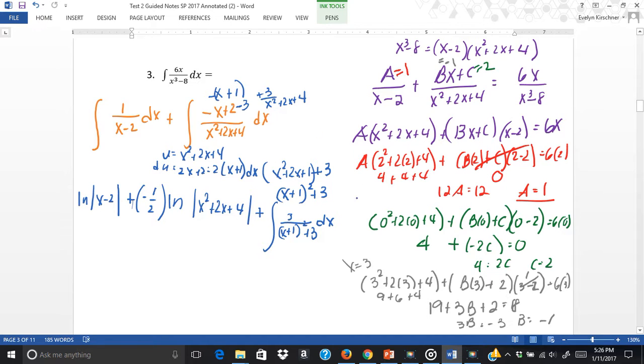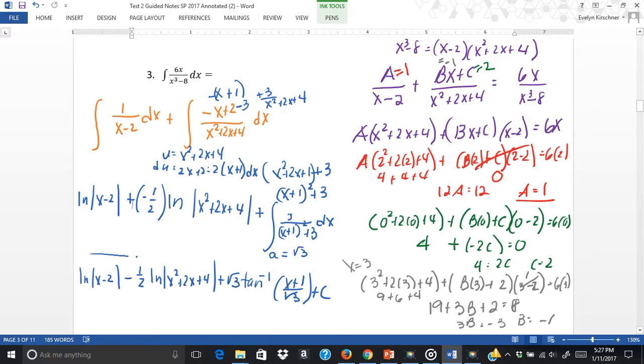Well, this is just inverse tangent, so I have the natural log of x minus 2, minus 1/2 the natural log of x squared plus 2x plus 4, and then here, if I use inverse tangent, my a is radical 3, and so my u is x plus 1, so I have plus radical 3 inverse tangent of x plus 1 over radical 3, and then plus c, and that's my final answer.